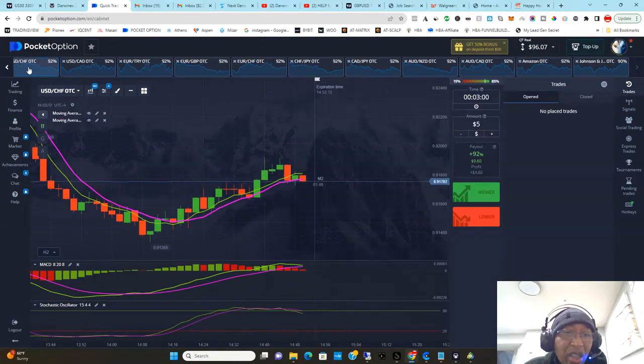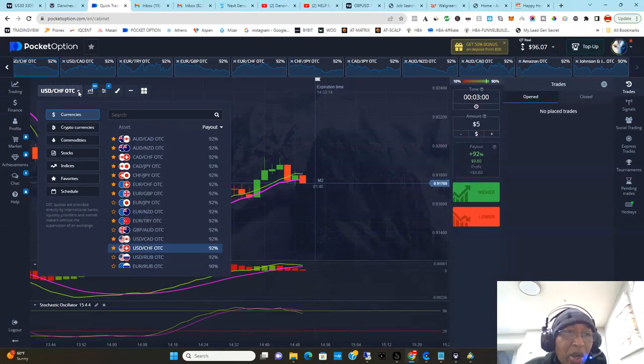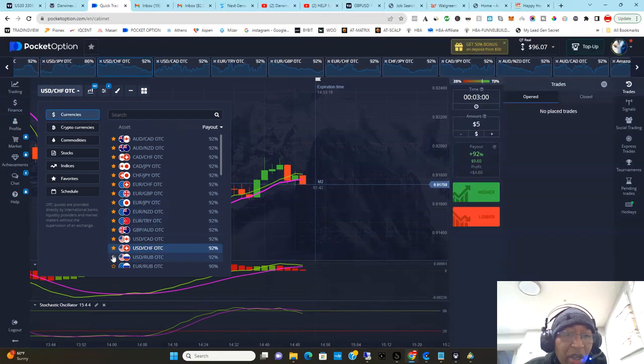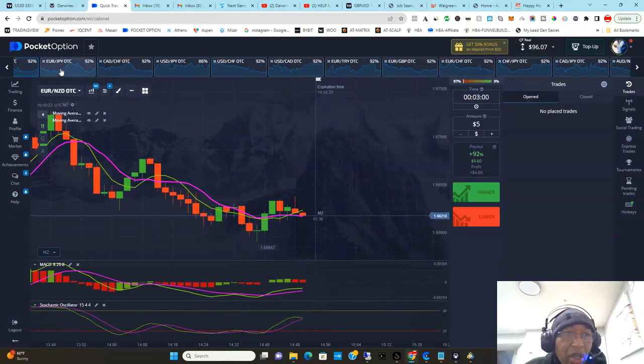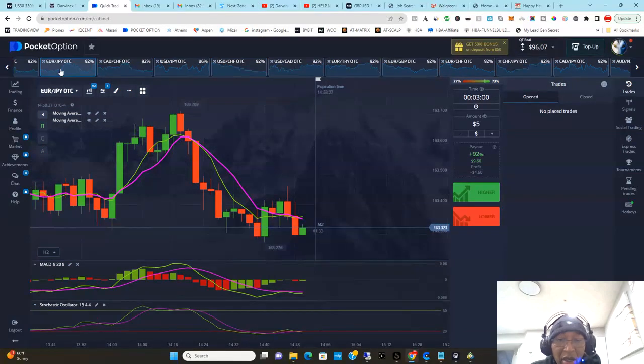Let's go and check more assets. Let's favorite more of these. All right, there we go. Okay, I think that's the one we just looked at. Okay, here is a setup that's trying to form.